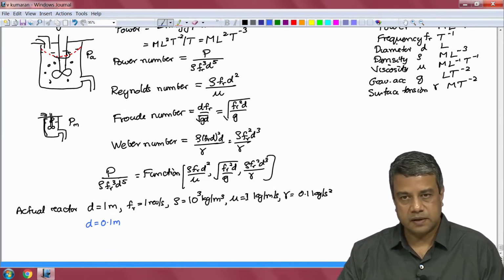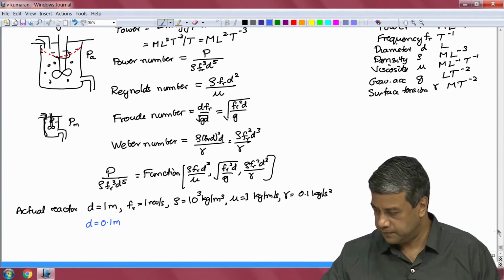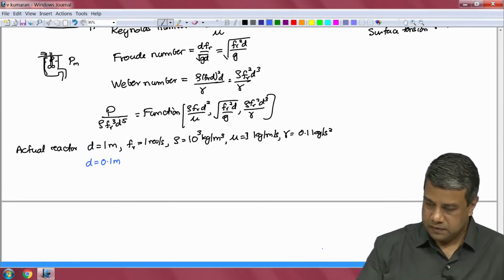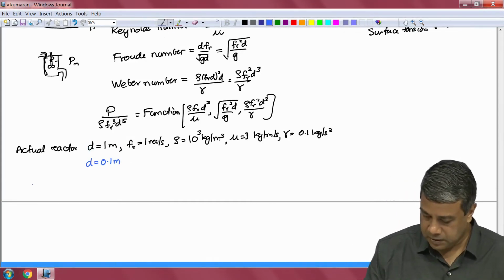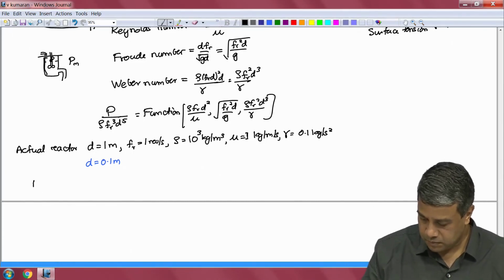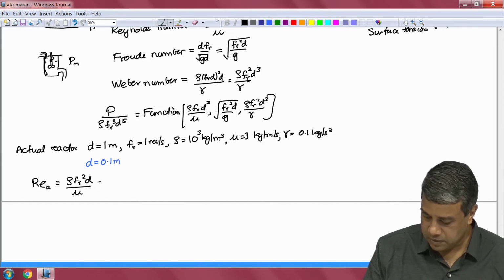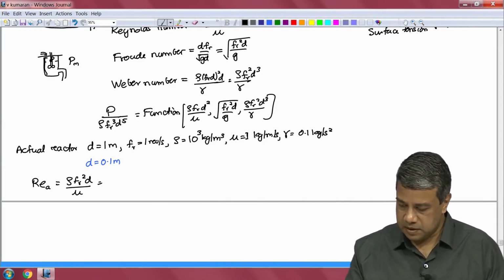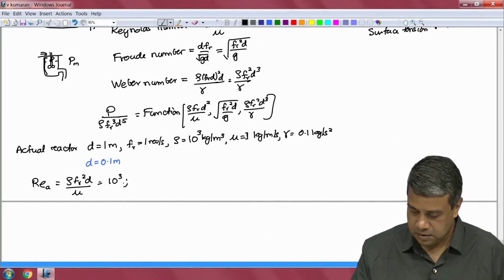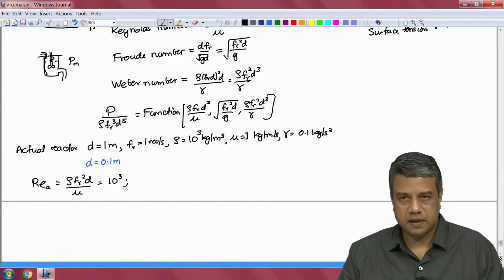So, let us look at the relevant dimensionless groups for the actual reactor. For the actual reactor, the Reynolds number is equal to rho f r square d by mu, and rho is 10 power minus 3, mu is 1, f r is 1 and d is 1. So, I get 10 power 3. 10 power 3 is a relatively large Reynolds number.